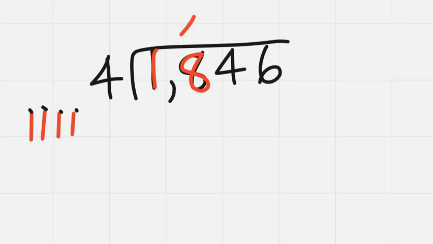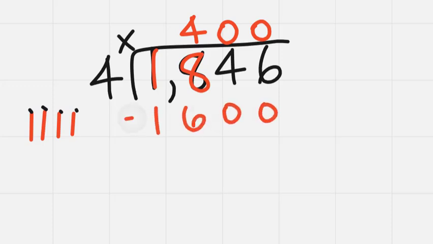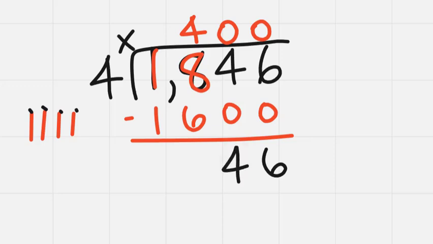So we'll put 4 on top for our answer and add 2 zeros. And now we'll multiply. 4 times 4 is 16, and then we add the 2 zeros. Then it's time to subtract. Let's subtract. 6 minus 0 is 6. 4 minus 0 is 4. 8 minus 6 is 2. And then 1 minus 1 is nothing, so we can ignore it.